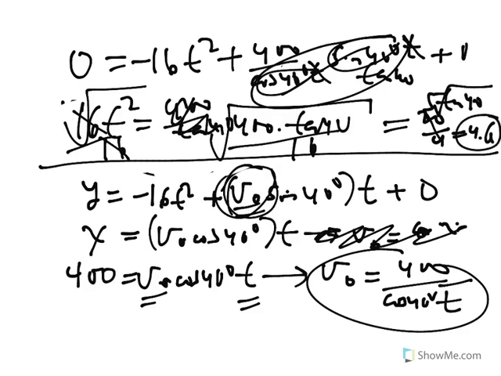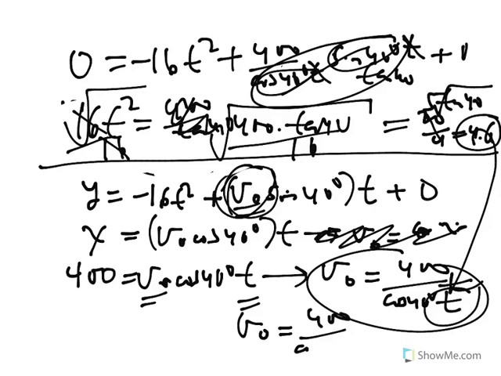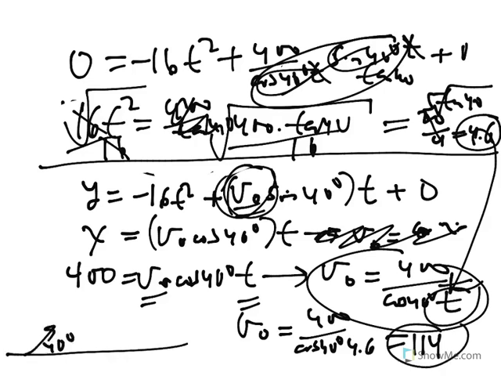So 4.6 seconds is how much time passes. The question, though, was what's the initial velocity, what's V0? So if you plug the 4.6 into that t, into that equation, V0 equals 400 over cosine 40 times 4.6, we end up with about 114. So if I'm forced to have a 40-degree angle, and my goal is to make it go 400 feet far, my initial velocity would have to be 114 in order to achieve that.